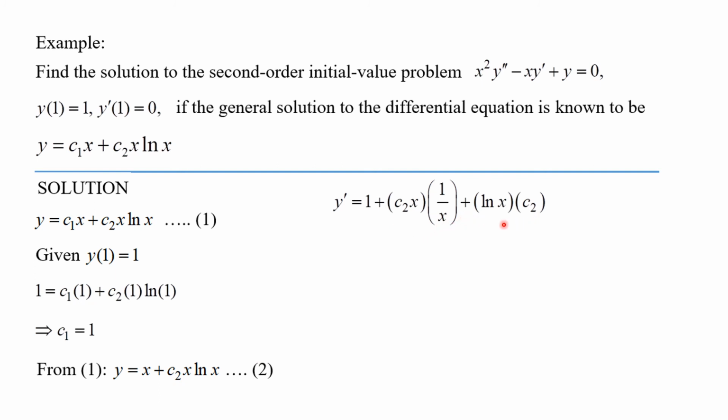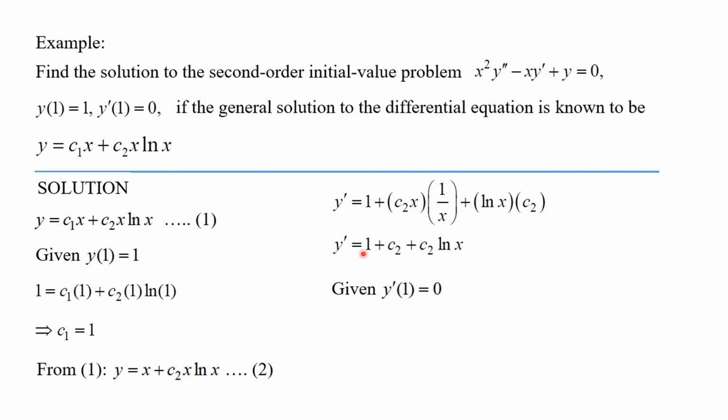The next step is to simplify whenever possible. Notice that we can cancel the x. So y prime is 1 plus c2 plus, and I rearrange. Whenever there is a product of a constant and a logarithmic function, it is best that we put this constant in front of the logarithmic function. So we rearrange to get c2 ln x. Therefore, y prime is 1 plus c2 plus c2 ln x.